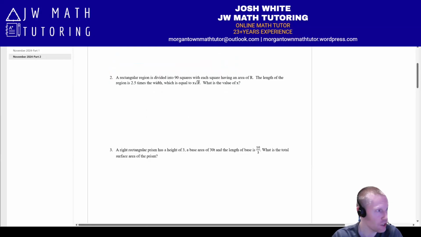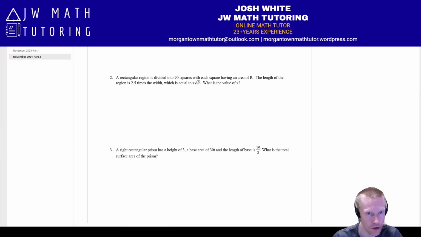Okay, the next question is a repeat question that we have seen before. So basically, you have this rectangular region, right? And it's divided into a bunch of small squares. Each of these small squares has an area, usually of capital R. And then you're told that the length is 2.5 times the width. However, you also know the width is equal to x root r. Okay, so this right here, this is intended to be the width.